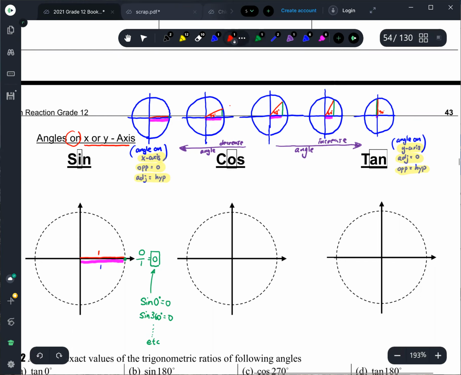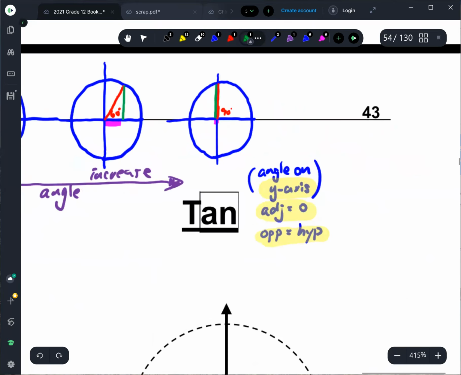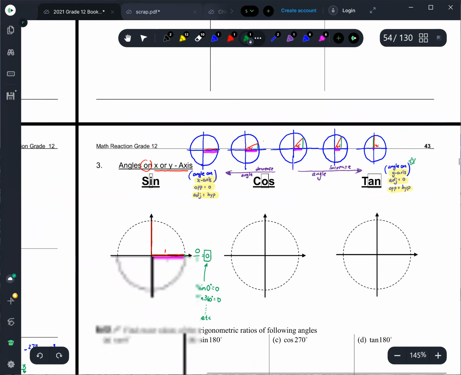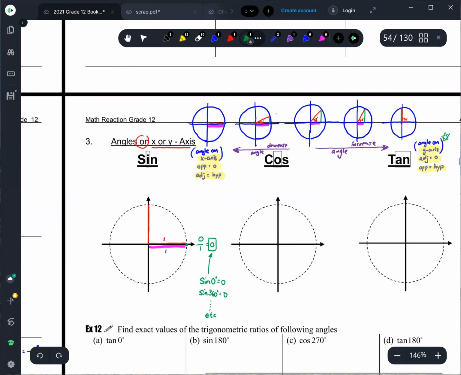So the red line is going to here. Okay, 90 degrees is on the y-axis, right? So you look at the conclusion we had before. Y-axis, so adjacent this time will become 0. And then the opposite side will be the same as the hypotenuse, right? So the opposite side will be here. Opposite is the green line, right? And then your adjacent is gone. Okay, just a dot.